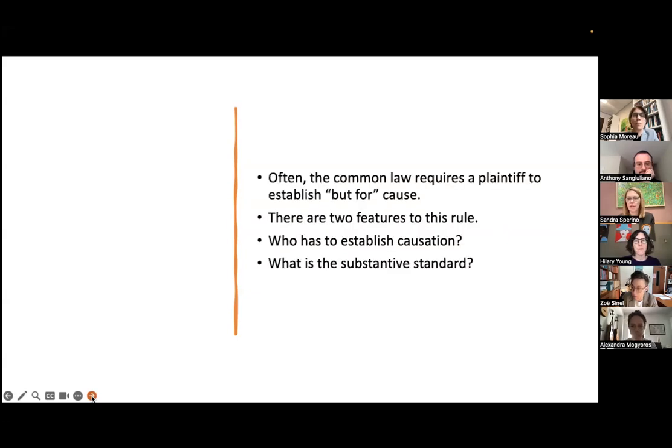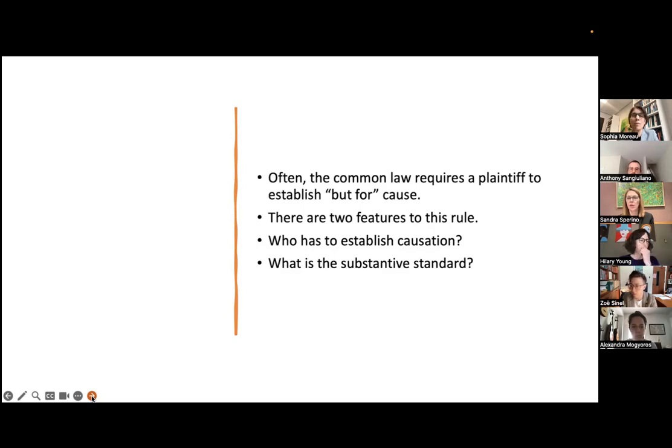So often, in fact, quite frequently, the common law actually does require the plaintiff to establish but-for cause. So I don't want to make it seem as if but-for cause isn't a legitimate standard. It is. I don't want to make it seem as if requiring the plaintiff sometimes to carry that standard is not a legitimate use of causation doctrine. However, we know when we break down the but-for cause standard that we have two kind of ideas within it.